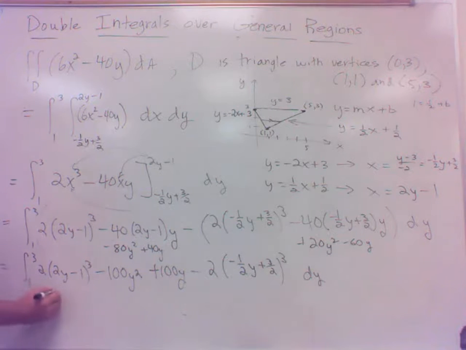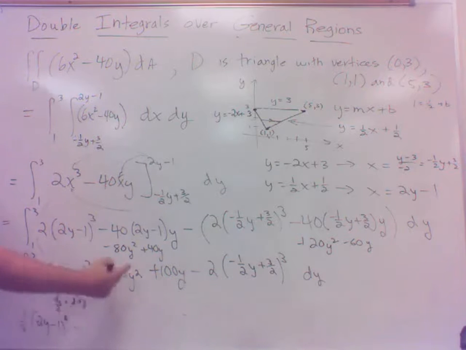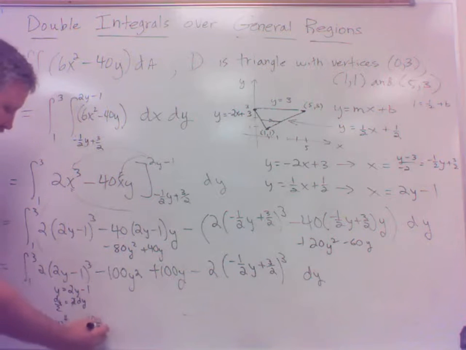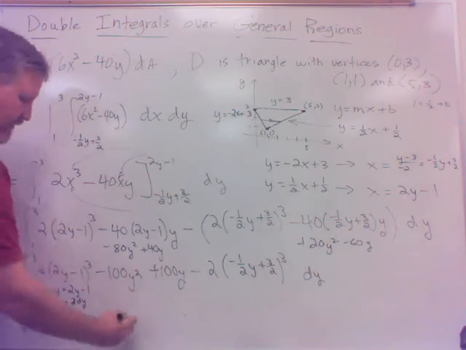If we let u here be 2y minus 1, then du would be 2 dy. And so du over 2, we have a factor of a half, so that'll cancel that out. So it'll just be the integral of u cubed, right? So that'd just be 1/4 u to the 4th, so it's 1/4 (2y minus 1) to the 4th, okay? Then this, of course, is power rule, so that'd be 100 over 3 y cubed, 50y squared.